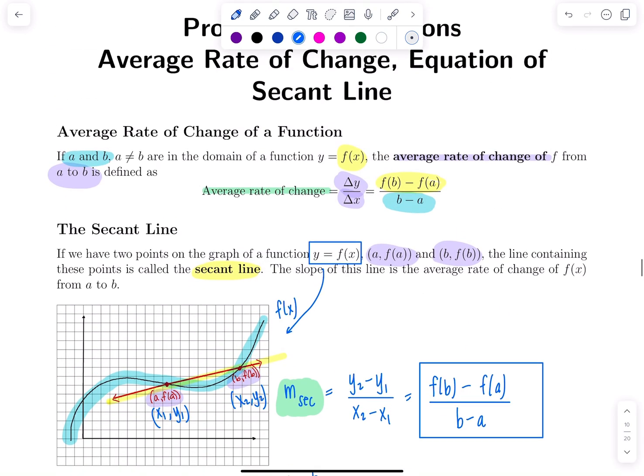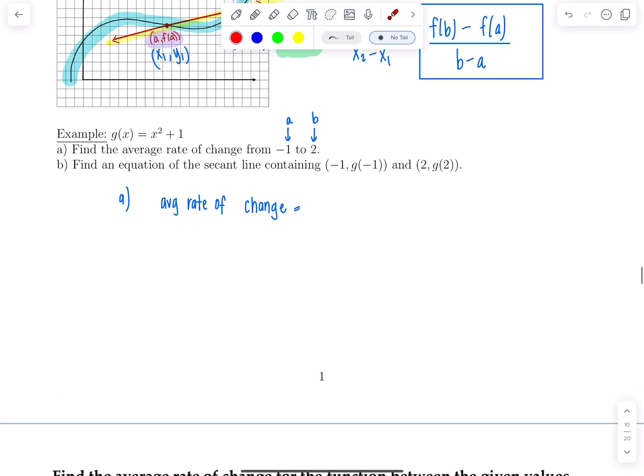Do you see it up above? Well, instead of f, our function is called g. So we're going to have g of b minus g of a over b minus a. So for this particular case, a and b are -1 and 2. So this is going to be g of 2 minus g of -1 over 2 minus -1.